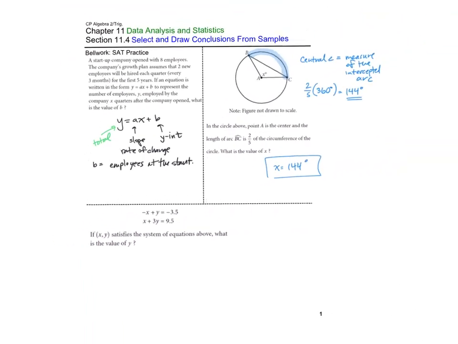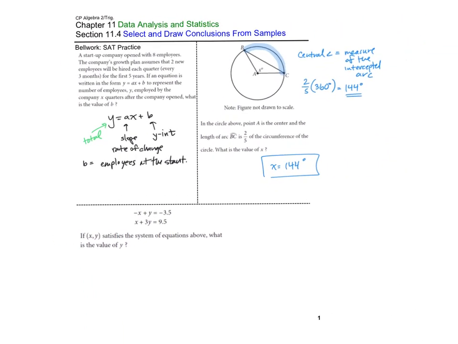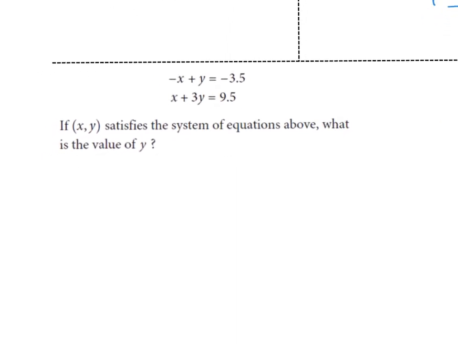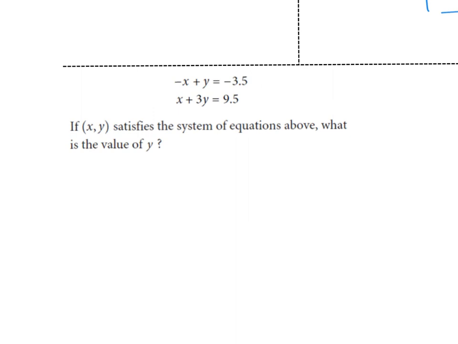All right, then the last one looks like a system. Straight off the bat, I take a glance at it, and I'm like, this looks like a system of equations. It says x, y satisfies the system. What is the value of y? This system is really nicely set up for the solving strategy called elimination. I know that because I look at the x's and they are already opposites. So right away I can just combine these 2 equations straight down and get rid of x.